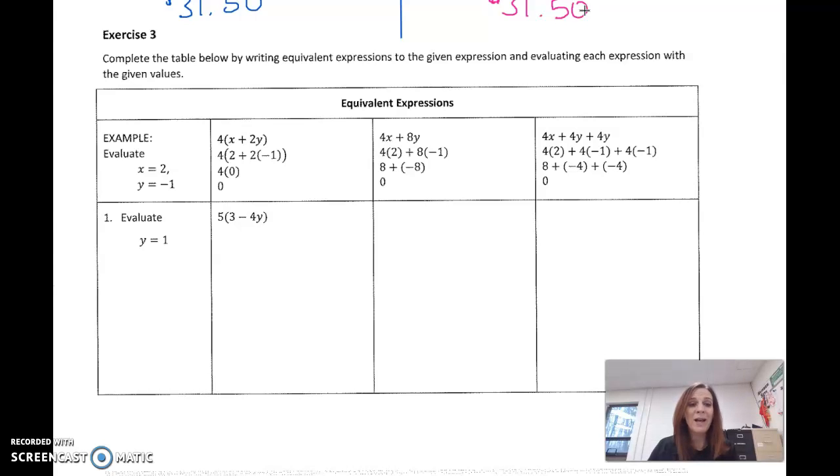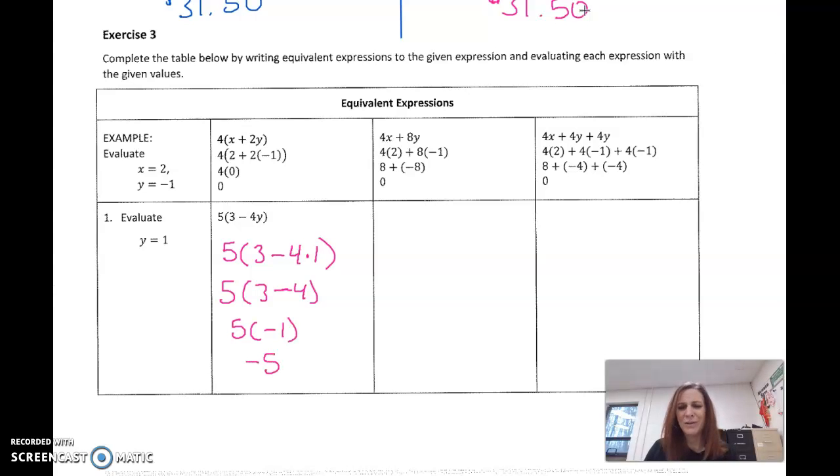It says evaluate when y equals 1. So it gives us this right here, 5 times the quantity, so in parentheses 3 minus 4y. So if I wanted to evaluate when y equals 1, I'm going to input it for y. So I'm going to go 5 times 3 minus 4 times 1. Order of operations say to simplify inside the parentheses. Order of operations say I got to do multiplying before subtracting, so that just ends up being 3 minus 4. Well, 3 minus 4 is -1, and 5 times a -1 is -5. And I wrote down every single step there, okay? But just understand that's what's going on.